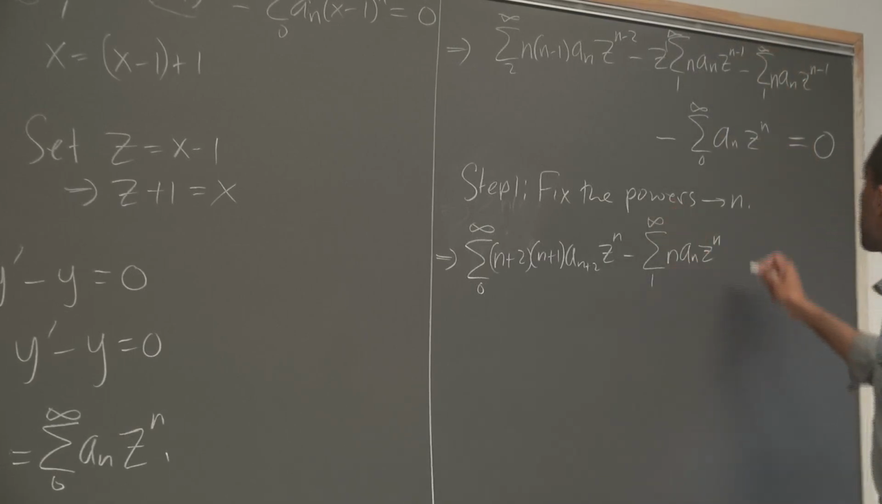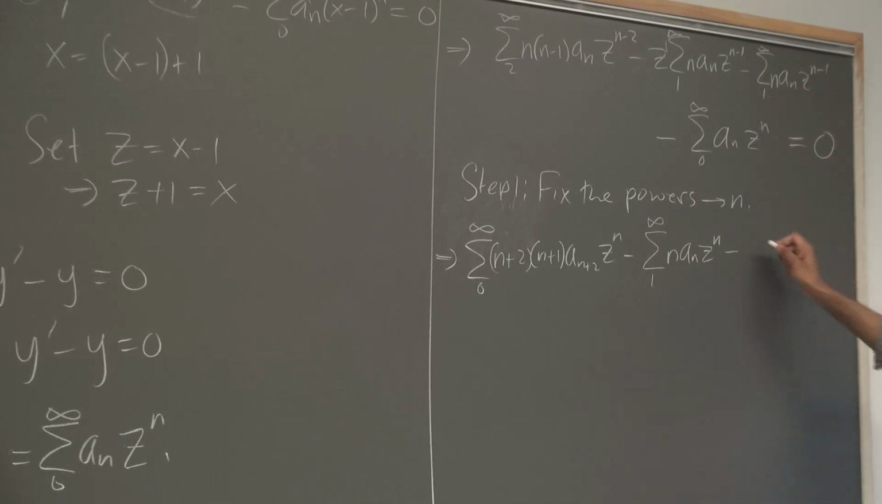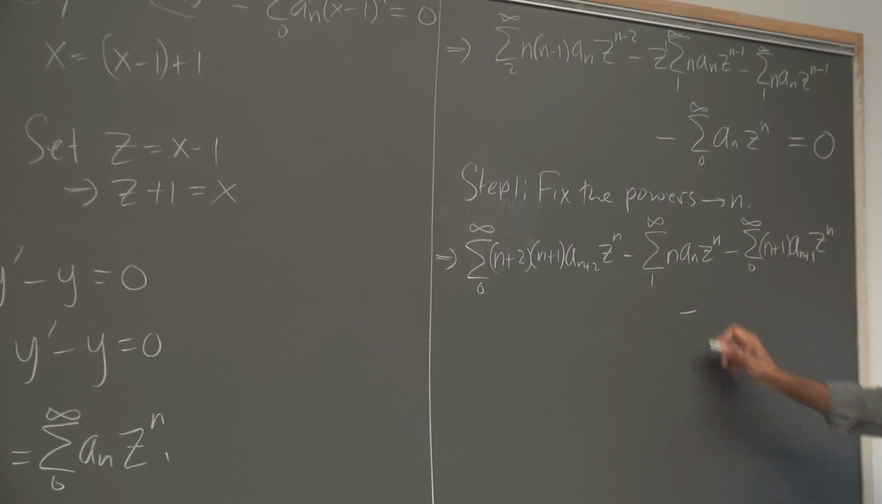To infinity. Minus this one, I'm going to have to do the shift, replace all n's with n plus 1's. So this 1 will now become a 0. N plus 1, a n plus 1, z to the n, minus this one is already at z to the n.